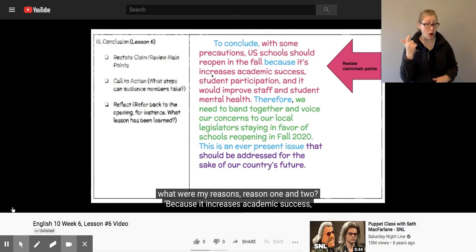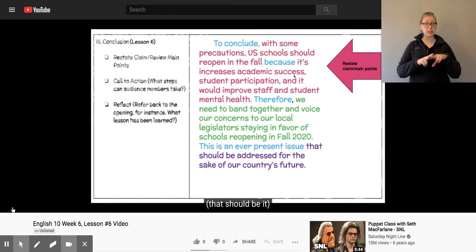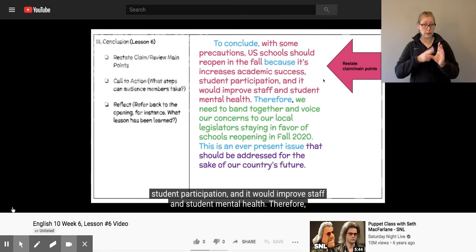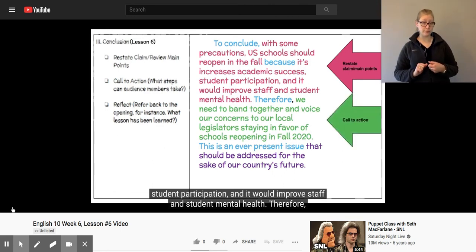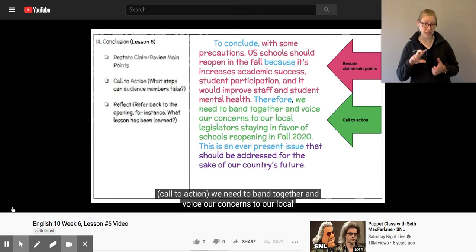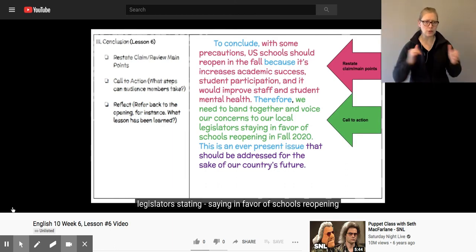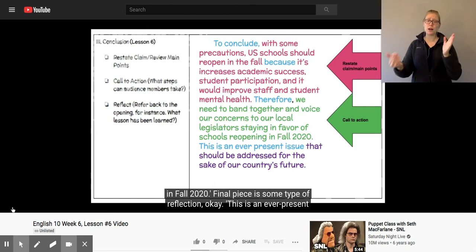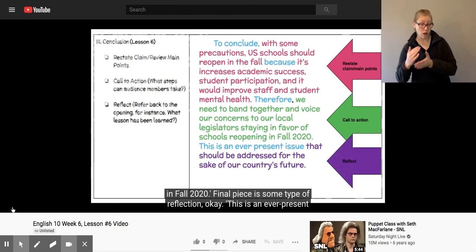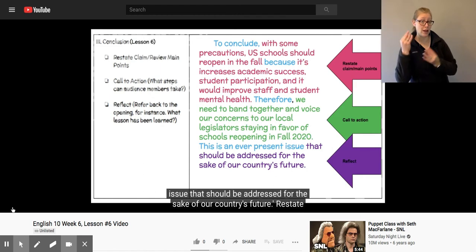Because it increases academic success, that should be it. It increases academic success, student participation, and it would improve staff and student mental health. Therefore, call to action. We need to band together and voice our concerns to our local legislators, saying in favor of schools reopening in fall 2020. Final piece is some type of reflection, okay? This is an ever-present issue that should be addressed for the sake of our country's future.